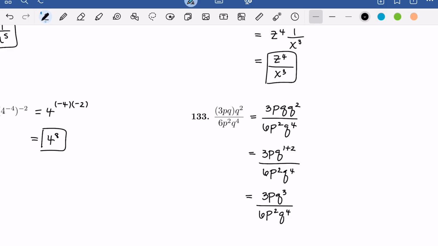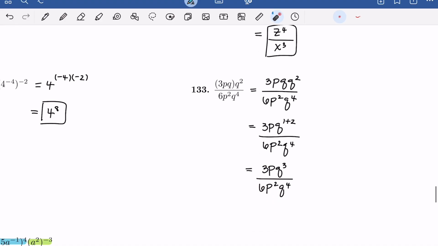Now from here, we can start simplifying. Notice we have a 3 in the numerator and a 6 in the denominator. So this is going to give us a coefficient of 1/2. 3 divided by 6 is the same thing as 1 divided by 2. So that's going to be out front. And then the rest of this expression is going to be simplified using our quotient rule.